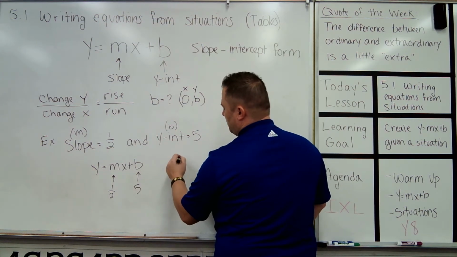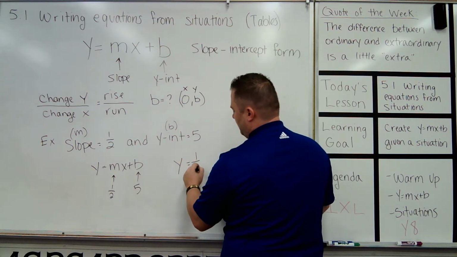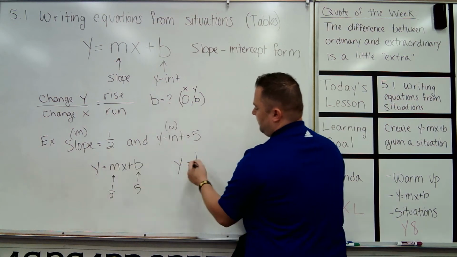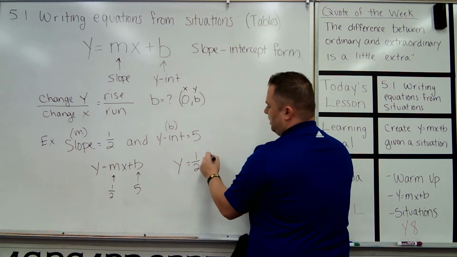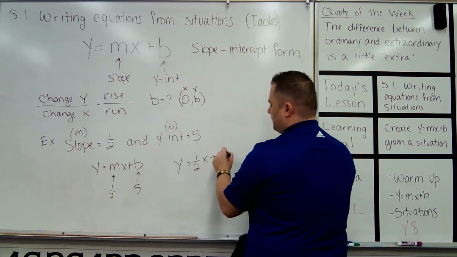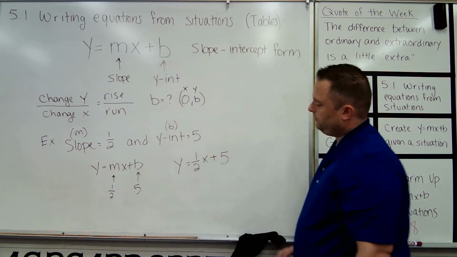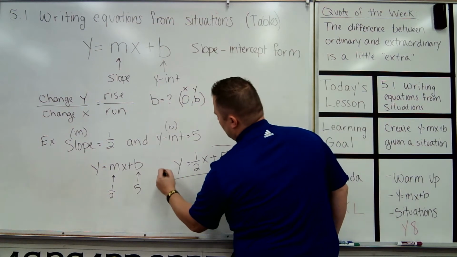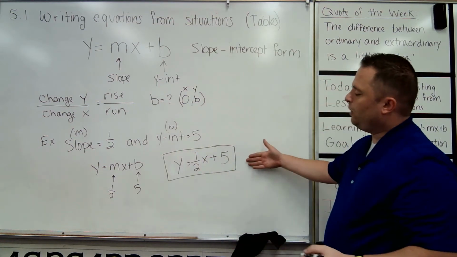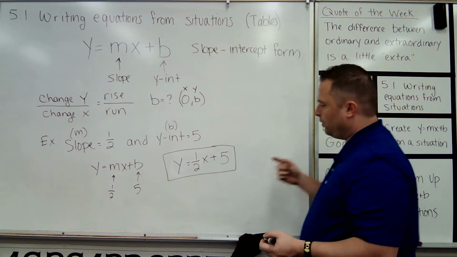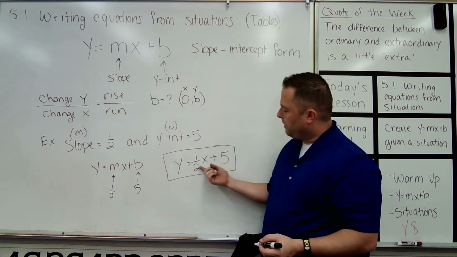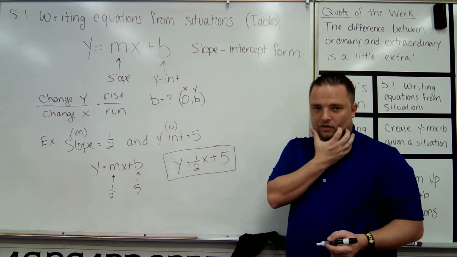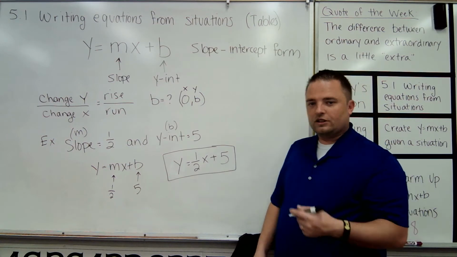So the solution would be y equals 1/2, because my m was 1/2, x plus, now b is equal to 5, so plus 5. This would be the solution to the question: write an equation in the form y equals mx plus b, where m is the slope and b is the y-intercept. Let's try another example.